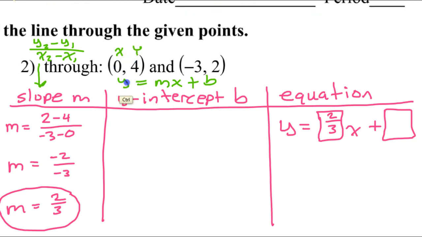So the equation starts off y equals, so I'm going to start off with 4 equals. And then comes m, that's the slope, which is 2/3. And then comes x, which is 0. And then plus b. Well, 0 times anything is 0.